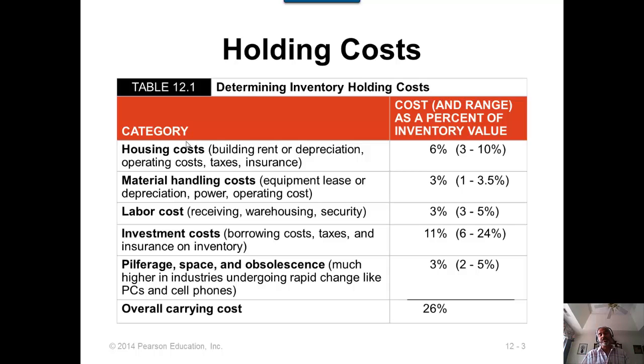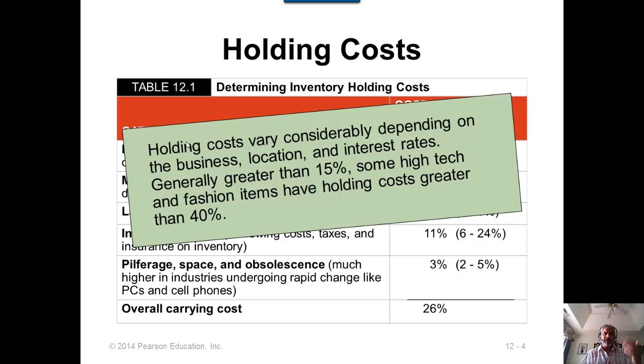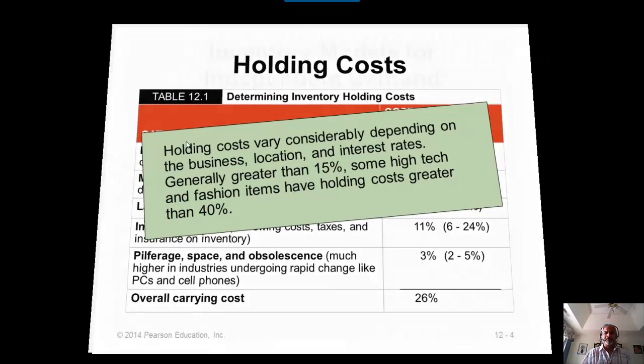Obsolescence means, especially in technology related products, if you keep too much inventory, before you could use the inventory, the technology changes and the inventory that you're holding becomes useless. It becomes obsolete. So in total, when you combine all of this, the holding cost can be as much as 20, 25, 30, even up to 40% of the cost of the items. The holding cost is really a huge cost. Okay, so 15 all the way up to 40%.